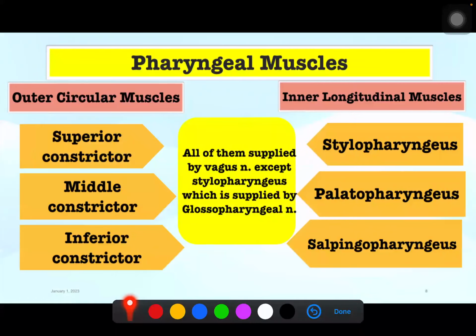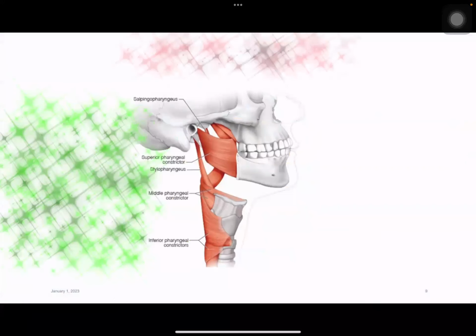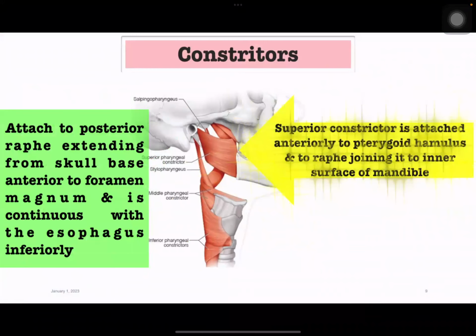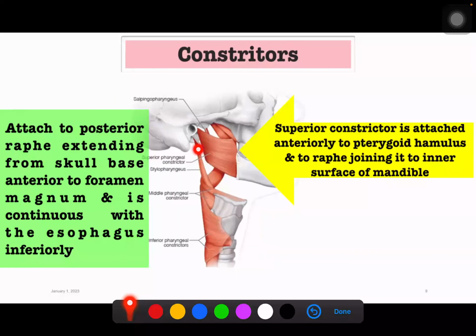So, the constrictors will attach posteriorly to a median raphe, extending from skull base anterior to the foramen magnum, and inferiorly continuous with the esophagus. The superior constrictor will attach anteriorly to pterygoid hamulus, which is inferior extension from medial pterygoid plate. And from that point, it will join directly to the inner surface of mandible.